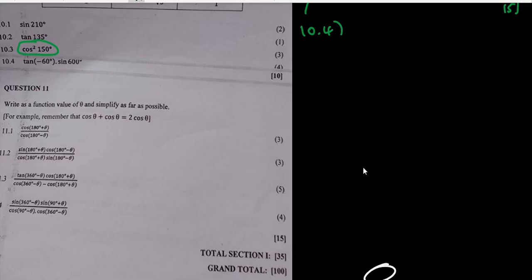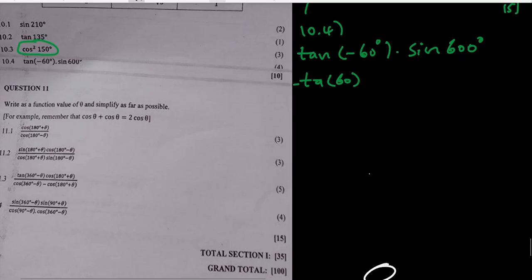Ten 10.4. We have tangent. So now we are given, I think this is a 600. Yeah, it's sine 600. So this is quadrant number 4. On quadrant number 4, the tangent is negative 10.